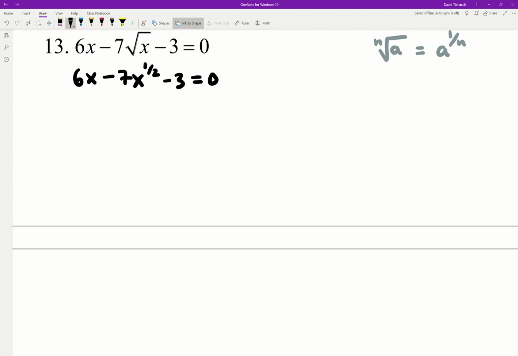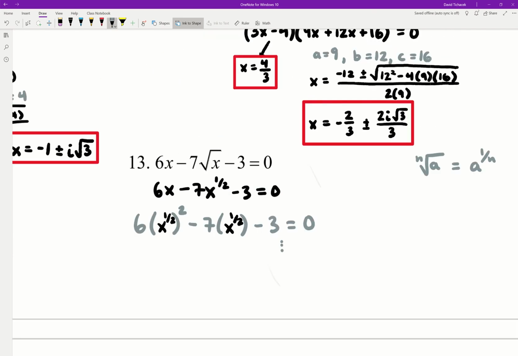The reason that I might do that is because now I can look at this as having a quadratic form. So 6 times something squared minus 7 times something minus 3 is equal to 0. And of course, playing the role of that something would be x to the 1/2. So just remember that whatever you're putting in those parentheses has to be the same as you go through. And again, I will leave you to find the rest of the solutions there.